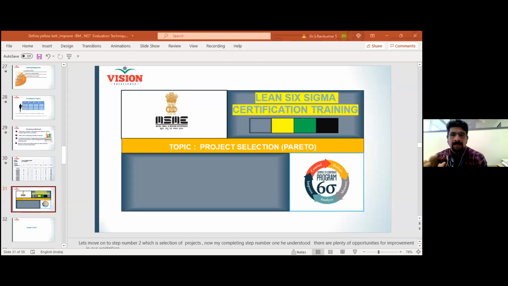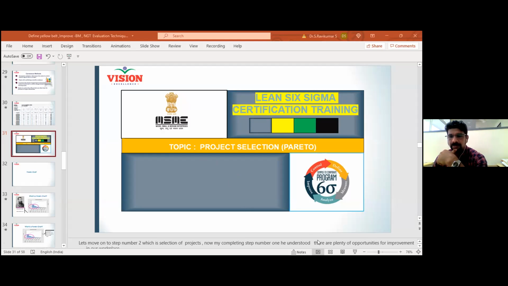The project. Okay, so now we move to the second step, how to select the project. See, there are so many tools which can be used extensively and in depth to select the project. But at this level of the certificate, at this level of the Lean Six Sigma program, we'll be able to just see a glance of one single tool called Pareto. Okay, now let me give a glance about this Pareto.